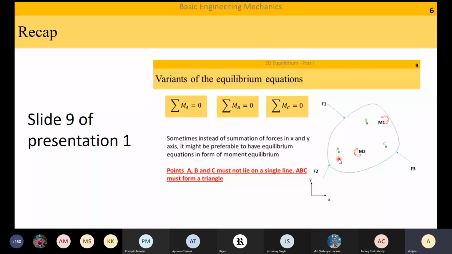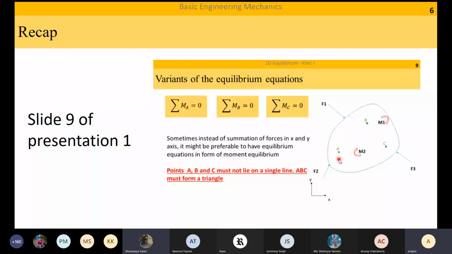Sir, if we prove that moment about point A and point B is equal to 0, does that suggest that moment about any point would be 0? No. Then we can say moment about any point will be 0 if it is in a state of equilibrium.